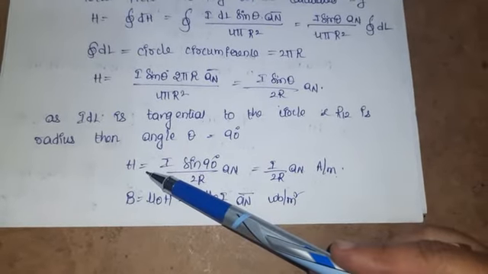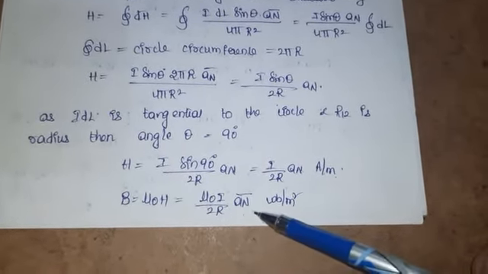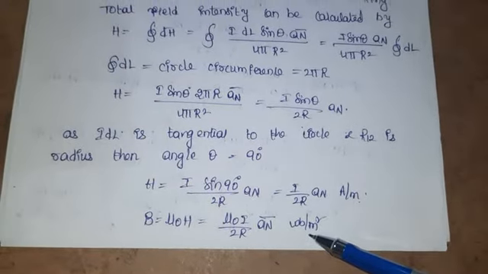And B is equal to mu H, that is mu I by 2r Weber per meter square. So this is the derivation.